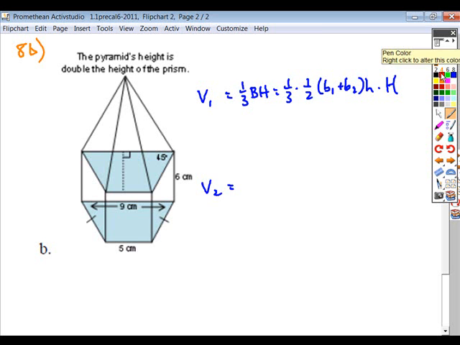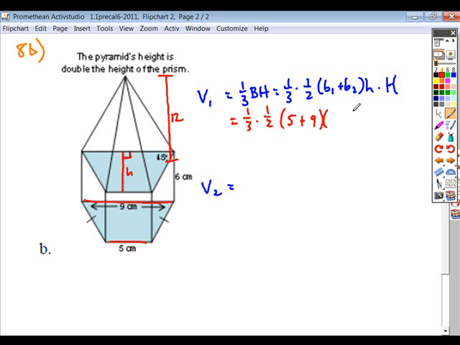And so in this, we were told that the height of our pyramid is double the height of the prism. So the height of the prism is 6. That makes our pyramid a height of 12. So let's see what we have in this calculation. Okay, we have base 1 of 5, base 2, 9. The height of our trapezoid, we don't know that yet, but it's this measure right here. And then the height of our solid was double that of the prism, so it's 12.